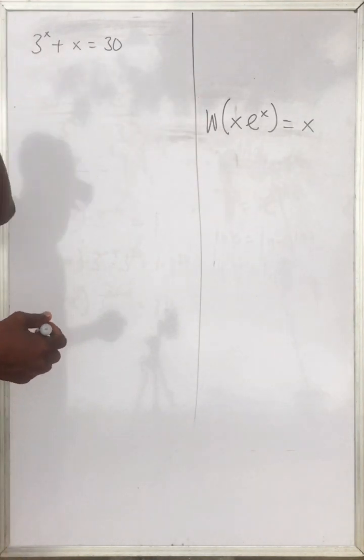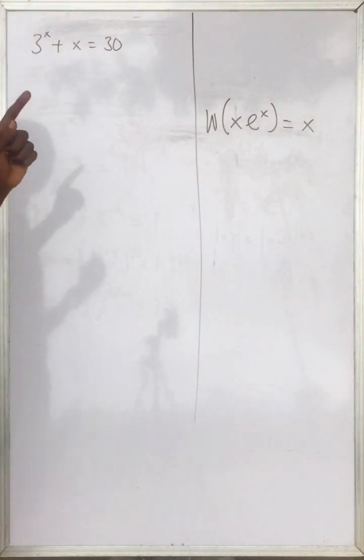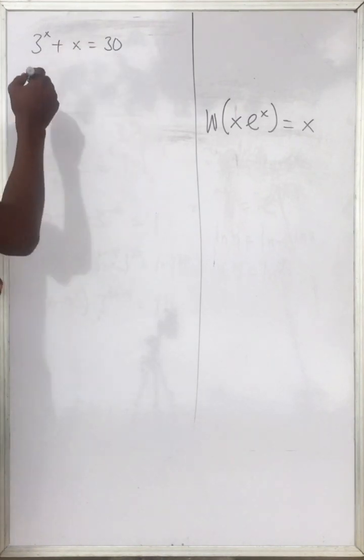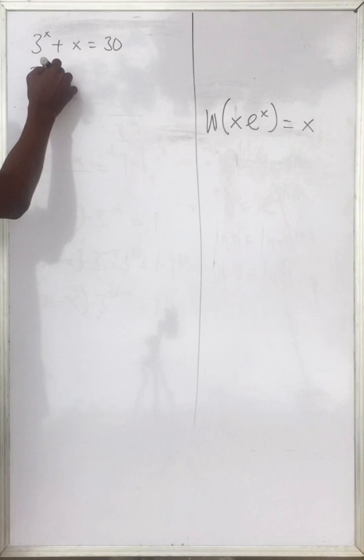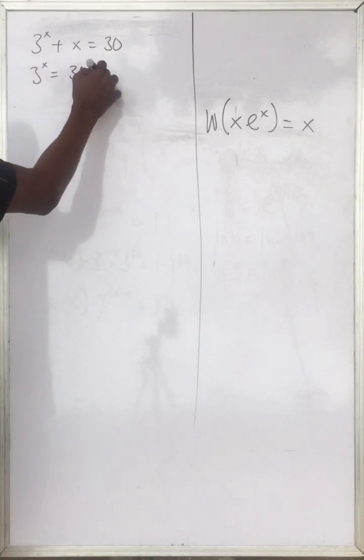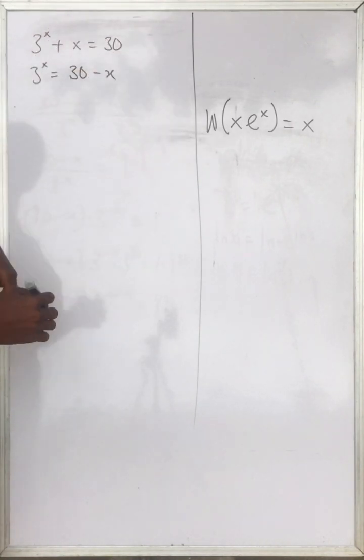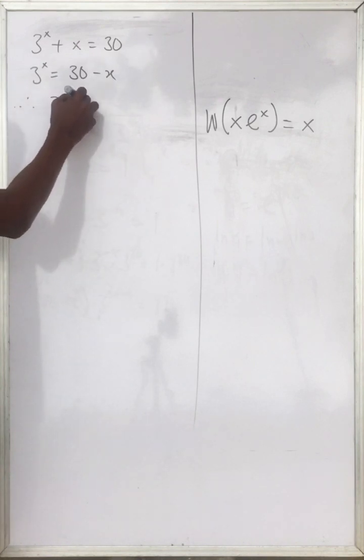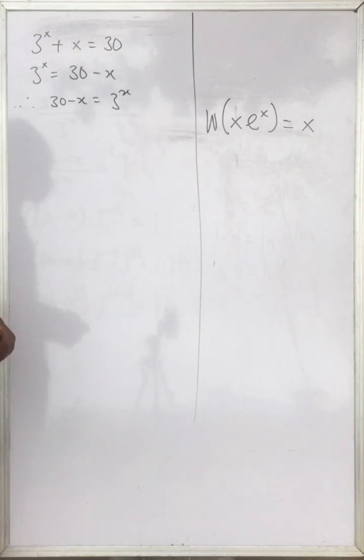So shall we apply this function here? Take note and see, I'm going to solve the problem. The first thing is you bring the x to the other side and we end up having 3^x equals 30 minus x. And do you know that this is the same thing as having 30 minus x equals 3^x?